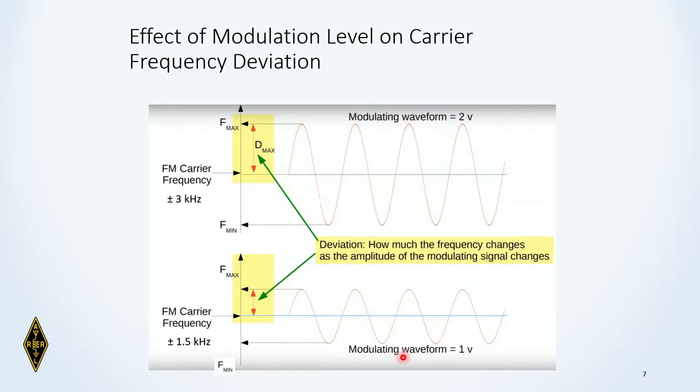Now, if we double the loudness, going from a 1 volt tone to 2 volts applied, the deviation is going to double to plus or minus 3 kHz. I keep saying KC, but that's really old terminology. It's kilohertz these days. So that's just showing how the input volume is going to change the output deviation of the carrier.